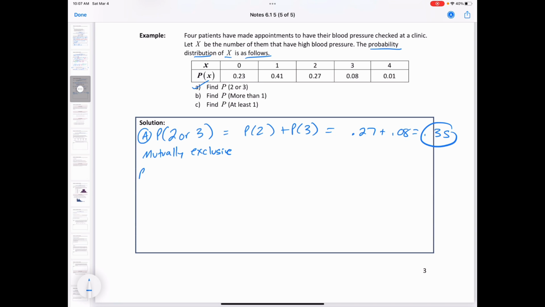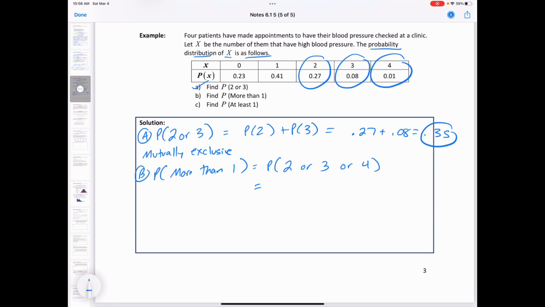All right, when you look at B, I want the probability that it's more than 1. Remember, like Chebyshev, it was at least 75%. Watch your words with this. If it says more than 1, I'm going to start at 2. Okay, so I'm going to start at 2. And I'm going to write this one a little different. You can write either way you want. 2 or 3 or 4. I'm going to add all of these. All right, so I'm going to have 0.27 plus 0.08 plus 0.01, which is 0.36.